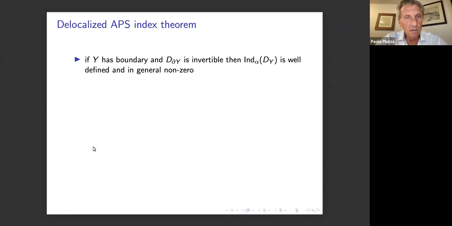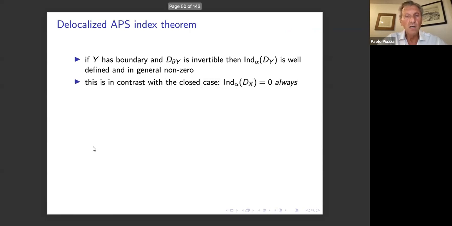Now, notice that if you take a manifold with boundary, and such that the operator on the boundary is invertible, this allows you to define an index class, and by pairing, a higher index. Now, even if you pair with a delocalized cocycle, in the case of manifolds with boundary, the higher index will be non-zero. This is a very crucial difference with the closed case, where the index class is always zero.